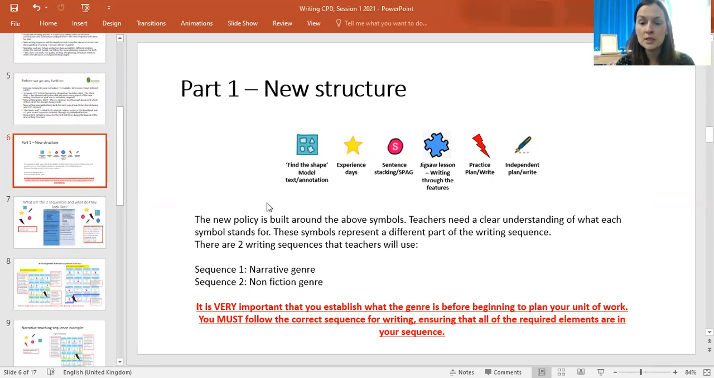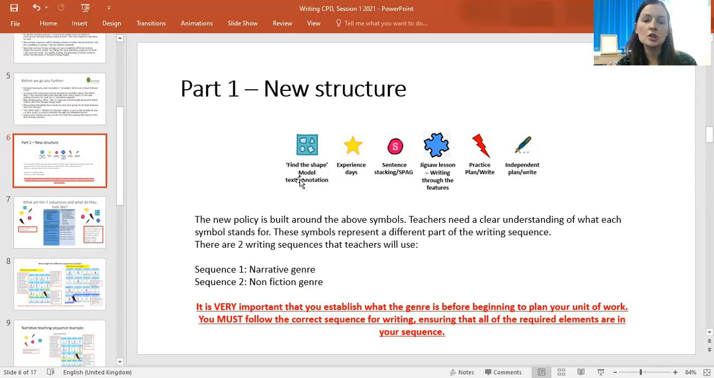It does go into more detail as we go through. So this one here is called Find the Shape, and they're not in any particular order, and I'll come on to that later on. A Find the Shape symbol basically tells the children that today this is a model text lesson. This is an annotation lesson. This symbol actually does appear in both sequences. So at the start of your sequence, like we do already, you will provide children with a model text so they can see what the expectations are of that sort of genre.